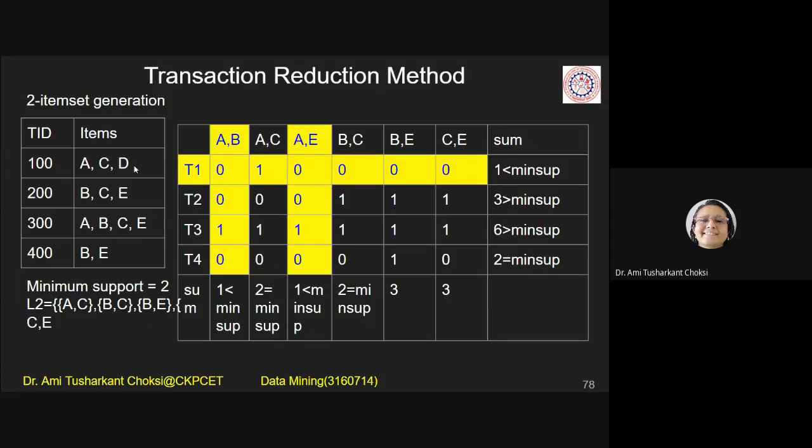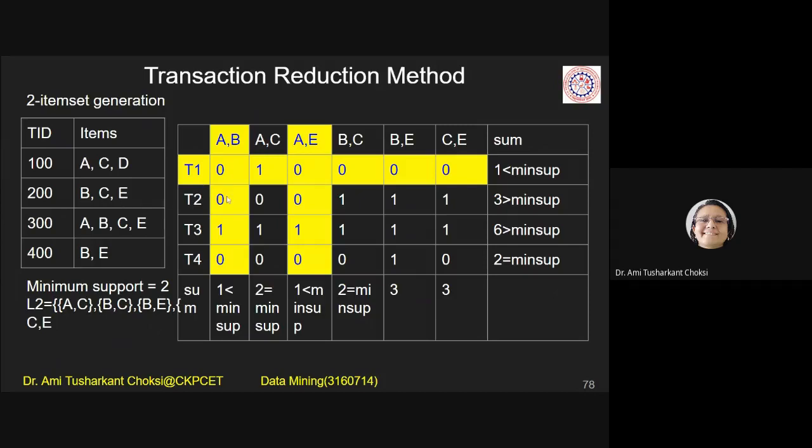AB, is it there? No, it is not there. So, 0. AC, is it there? Yes, it is there. So, for AC 1. AE, not there. BC, not there. BE, not there. CE, not there. Right? So, 0, 0, 0. Do this summation row wise. For this particular row, we'll have 1, which is less than minimum support. So, we'll remove that from further processing. Fine. Okay.